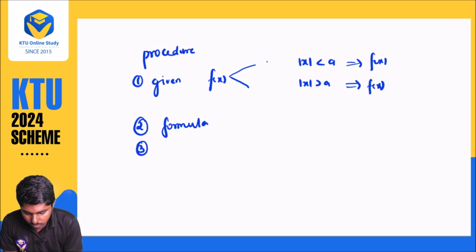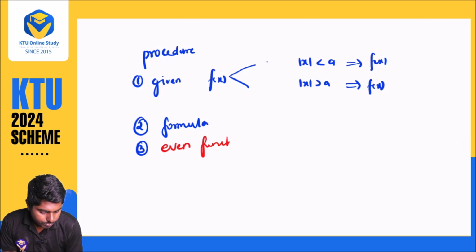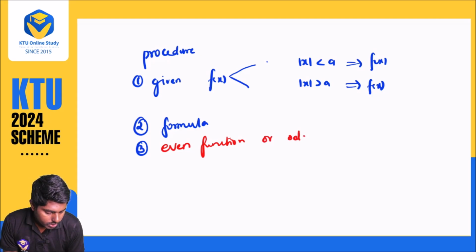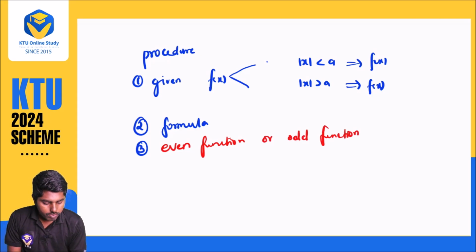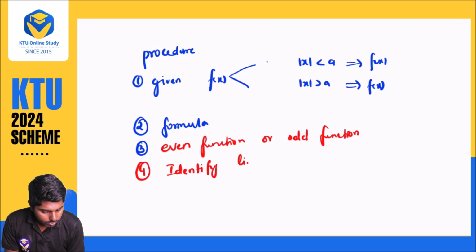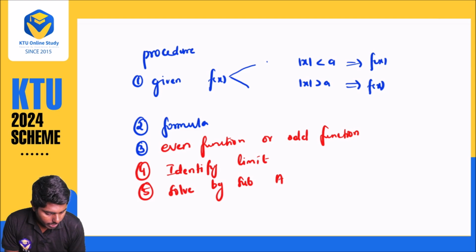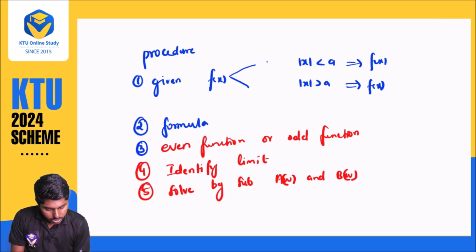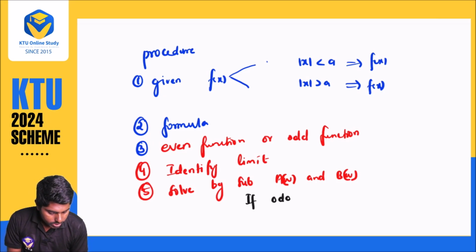Third step is even function or odd function. Just identify whether f of x is an even function or an odd function. Fourth step, identify the limits. Then fifth step, solve it by substituting in the a omega and b omega formula. If it is an odd function, it will become 0.